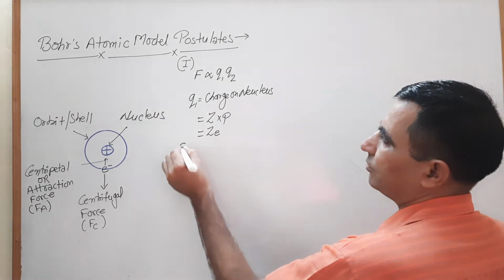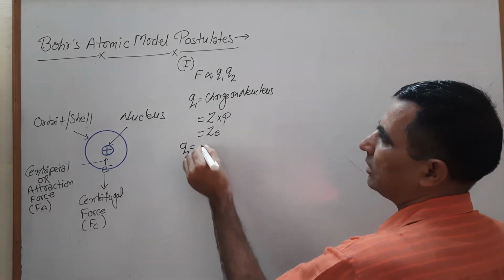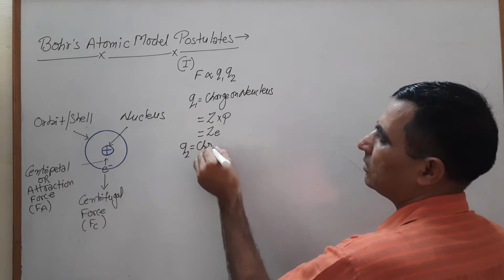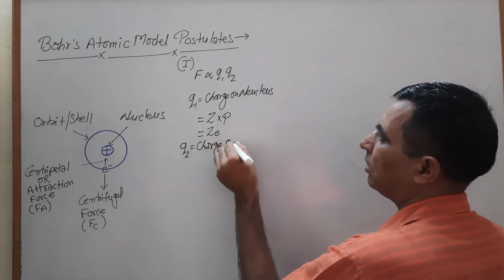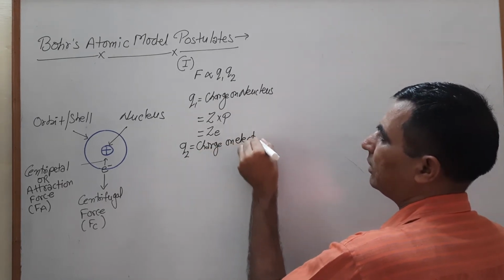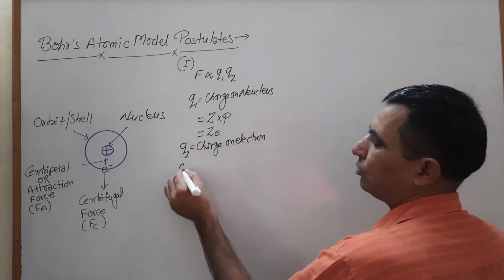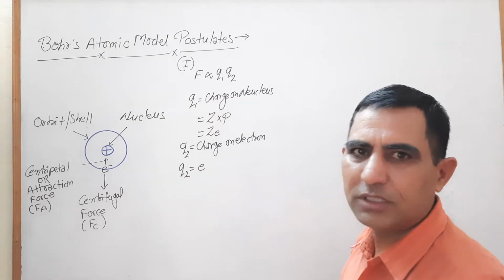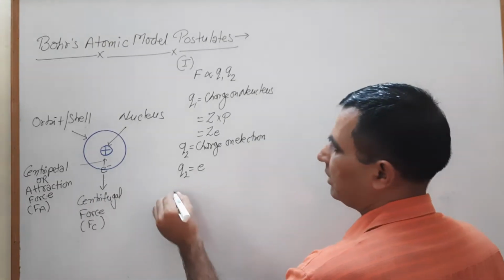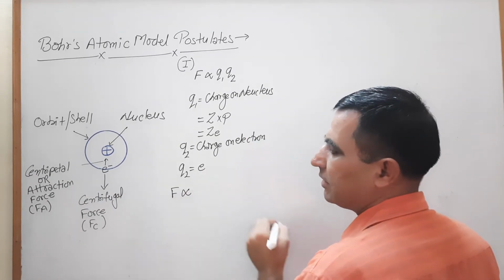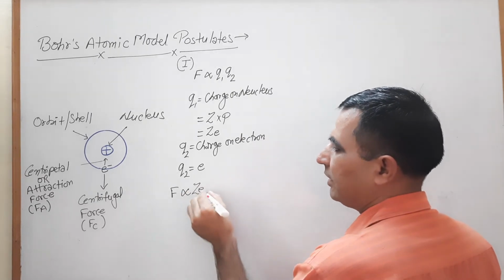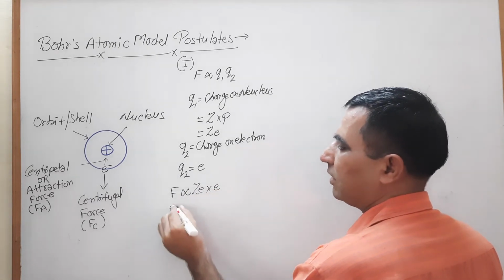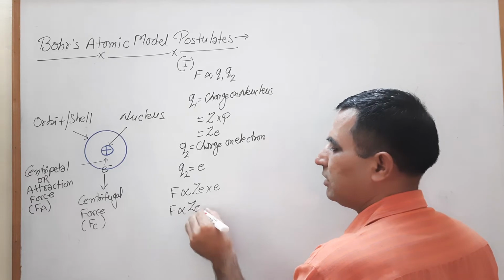Let Q2 be the charge on the electron. Q2 is equal to the charge on an electron, whose value is E. So our final equation is F directly proportional to ZE into E, or F directly proportional to ZE square.